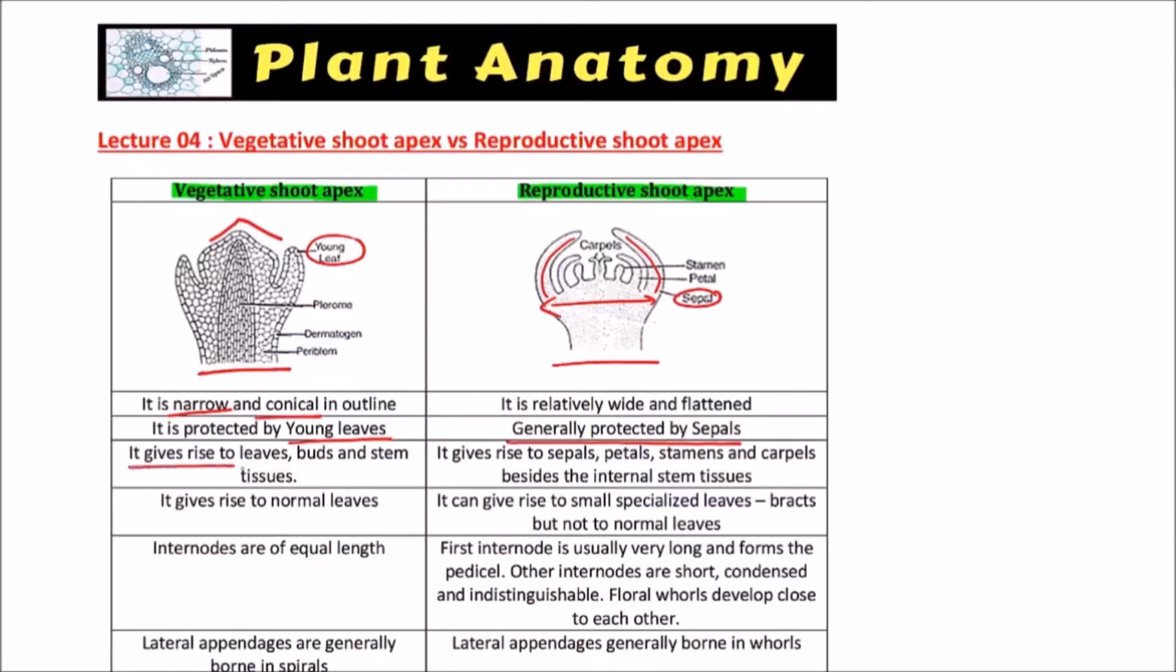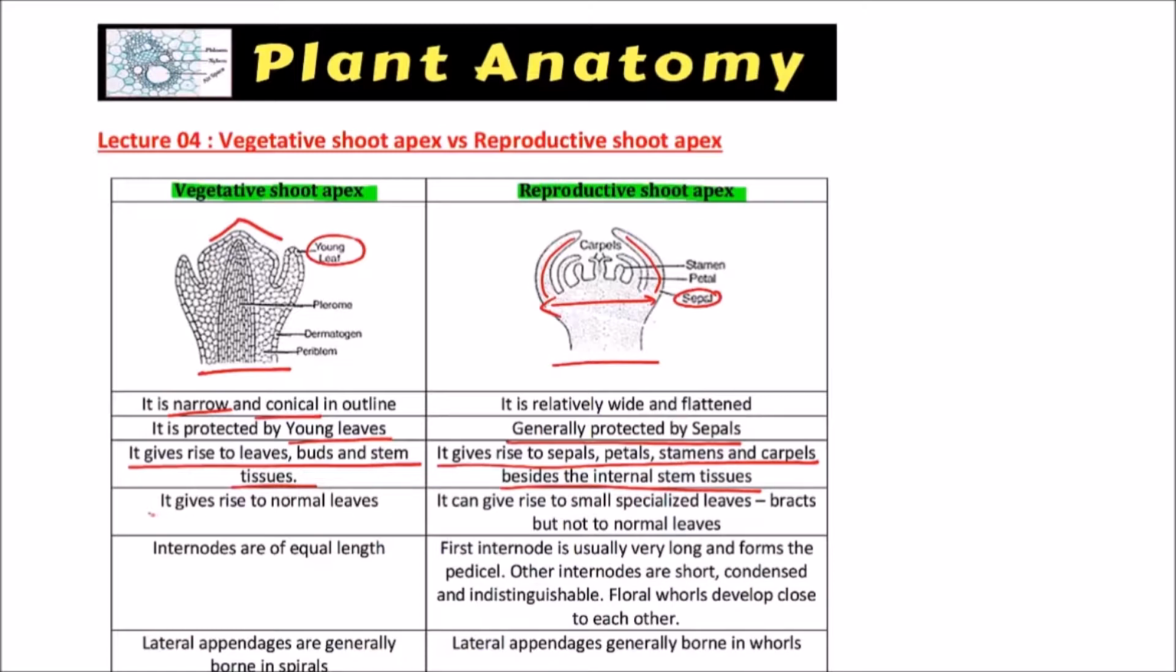Next, the vegetative shoot apex gives rise to leaves, buds, and stem tissues. Here it gives rise to sepals, petals, stamens and carpels. That is, it gives rise to the floral buds along with the internal stem tissues.